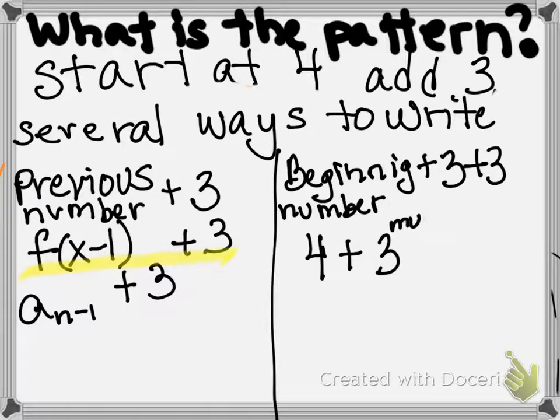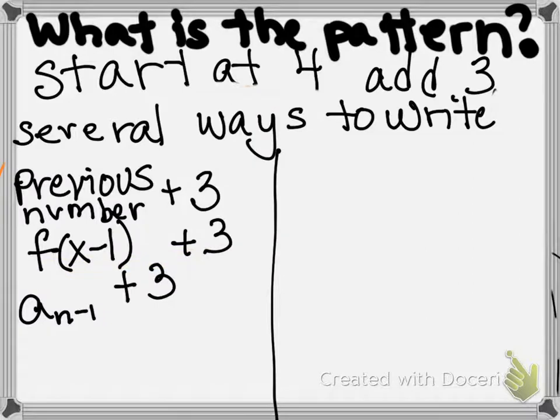All right, I've revealed too much. Let's back up for a second. So these are 2 ways to write this using previous number. Now we could also write this another way.